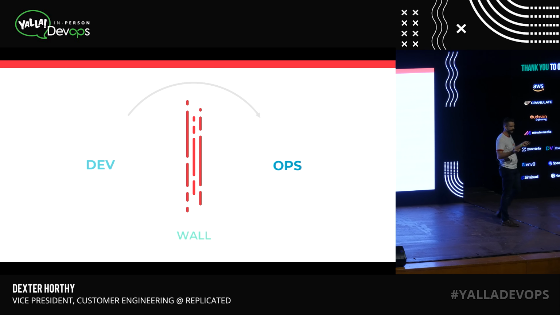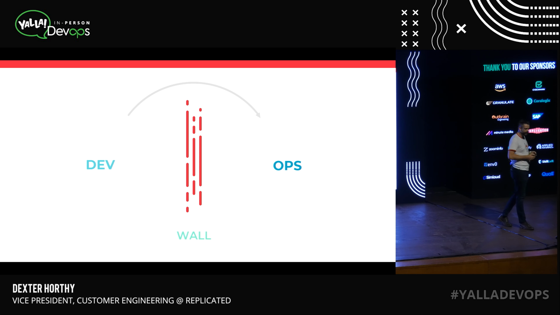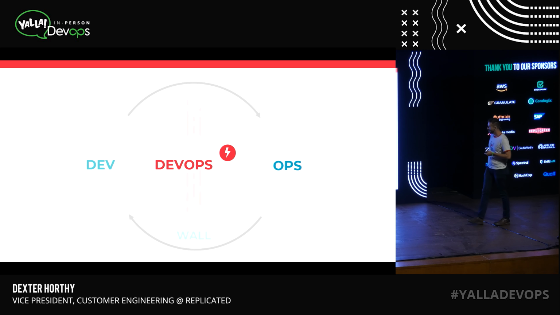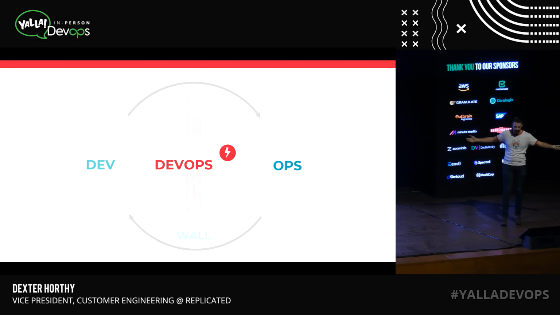You remember a long time ago we had the wall and Dev throwing it over to Ops. People call this the chasm of sorrow sometimes. But then we brought in DevOps and we fixed it. And now everyone's happy, everyone's working together. We got devs managing infrastructure, we got operators writing code.